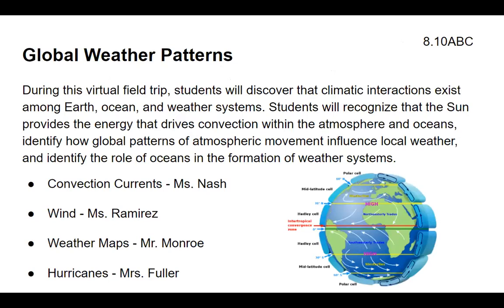This morning, we're going to talk about global weather patterns. During this virtual field trip, students will discover that climatic interactions exist among Earth, ocean, and weather systems. Students will recognize that the sun provides the energy that drives convection within the atmosphere and oceans, identify how global patterns of atmospheric movement influence local weather, and identify the role of oceans in the formation of weather systems.